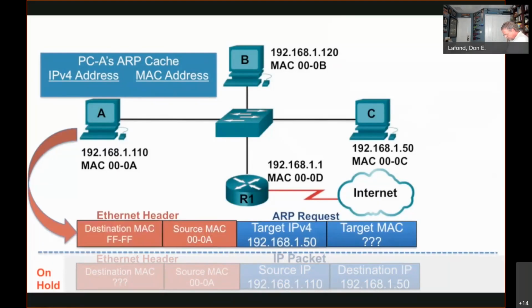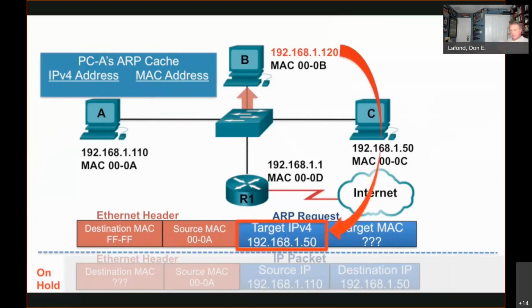The ARP request is sent as a broadcast, so everybody on the network will need to examine this Ethernet frame and process the ARP request. So PC-A sends it to the switch. Because it is a broadcast, the switch will flood it out all ports except for the port that it came in on. PC-B receives the broadcast, so it must process it, and its ARP process examines the ARP request. It compares its own IPv4 address against the target IPv4 address, and notices that they are not the same, so it doesn't need to send an ARP reply.